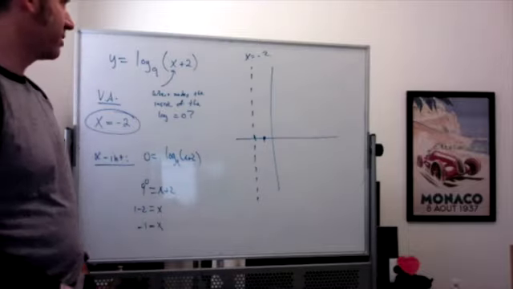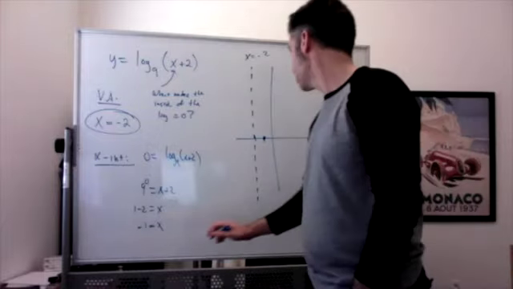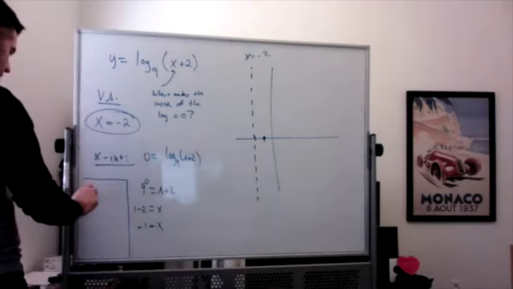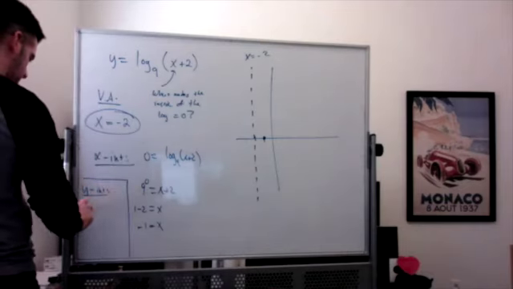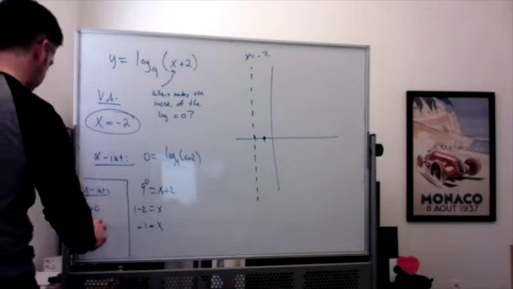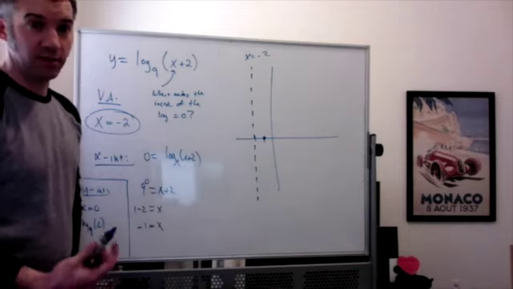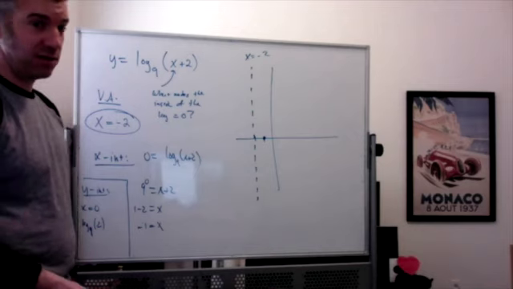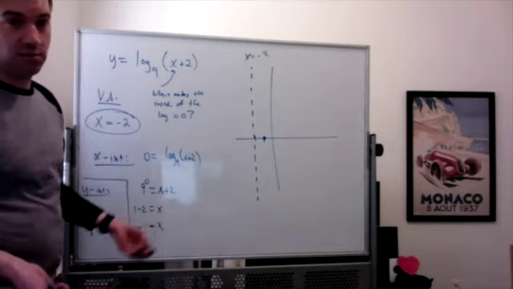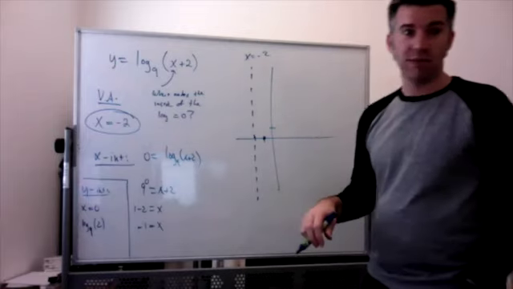And then we can also find the y-intercept, which is not going to be very nice. The y-intercept, we're going to set x equal to 0. If I set x equal to 0, I'm going to get log base 9 of 2. I don't really care what this number is. I know it's a number. I know it's smaller than 1. I know it's positive. So there's 1, and this number is smaller.